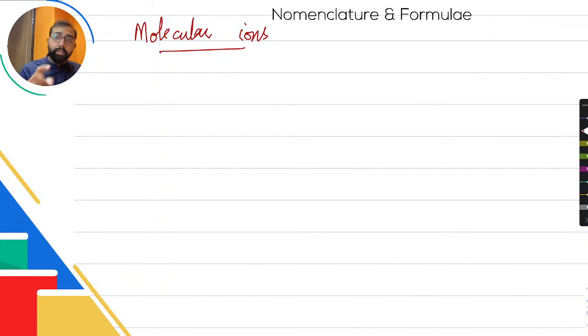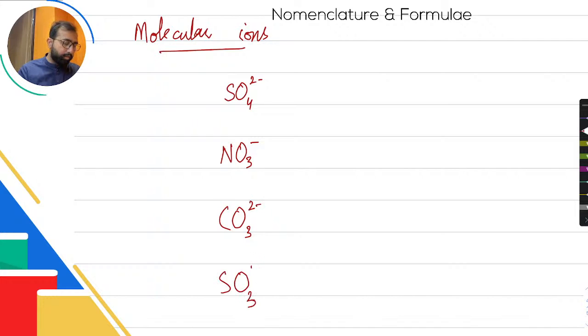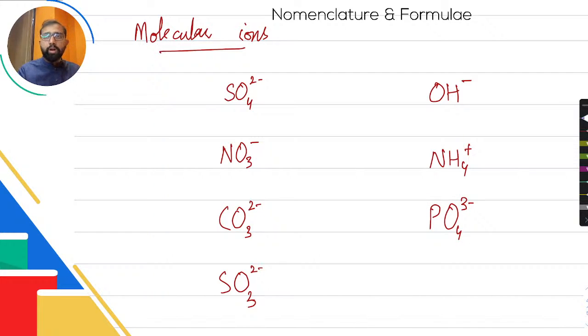So you must know this. We have sulfur with a negative 2 charge over here and 4 oxygen. This one, this one, this one, and yeah, these are the ones that we have. Now, what are their names?